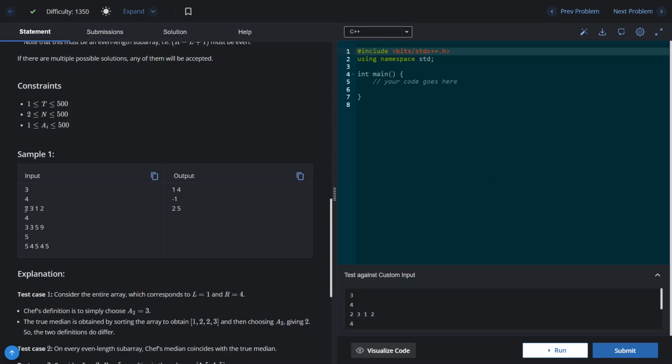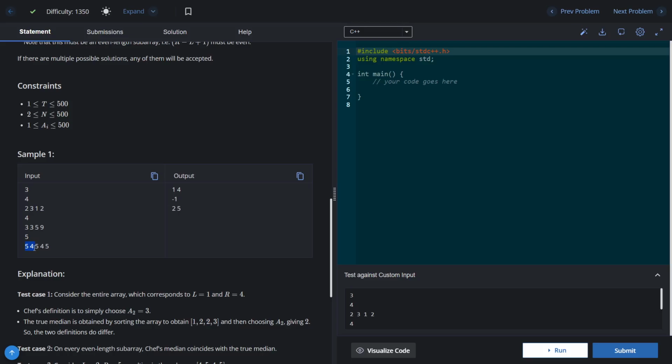So as I said, in this case we'll have to return the indices L and R. It is one-based indexing. In the first case, as I showed on the board, your entire array can be a subarray wherein the median element according to the question and according to the chef is not equal. So you'll be outputting L and R, which is the left index and right index. In this case, all the elements are sorted, so it is not possible, so you'll be returning -1.